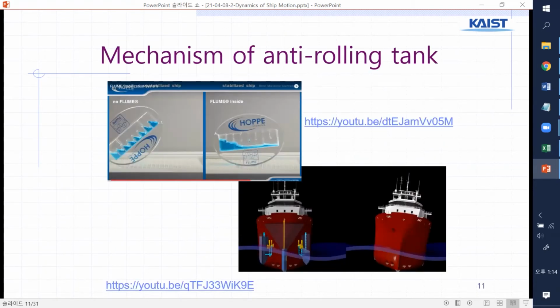And there is a mechanism of the anti-rolling tank. You see the video.